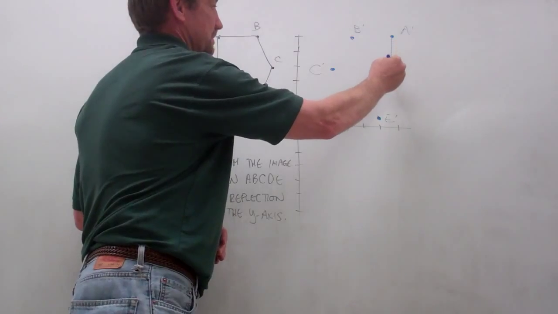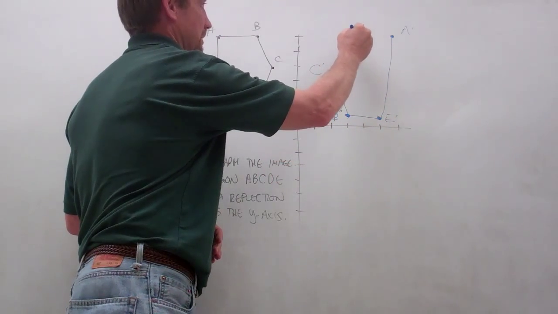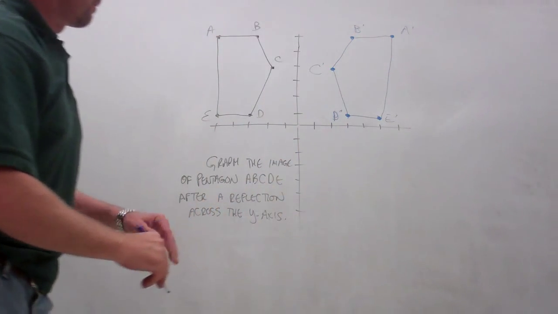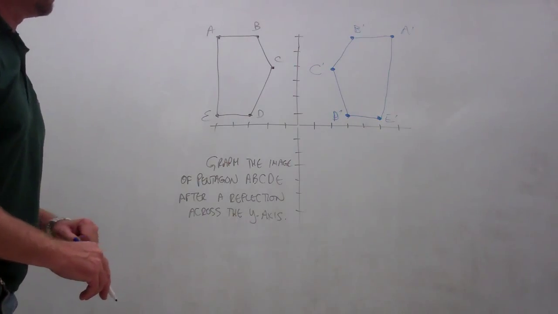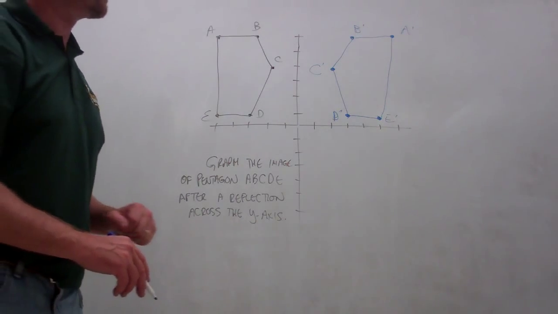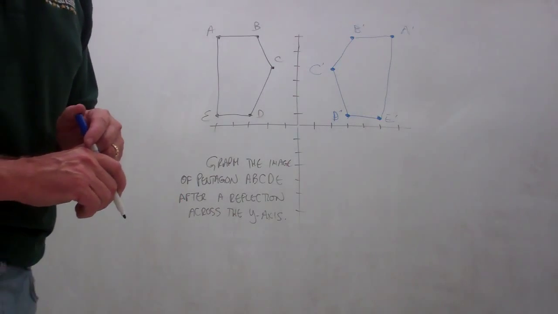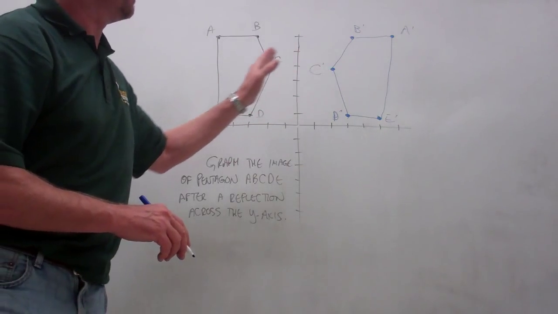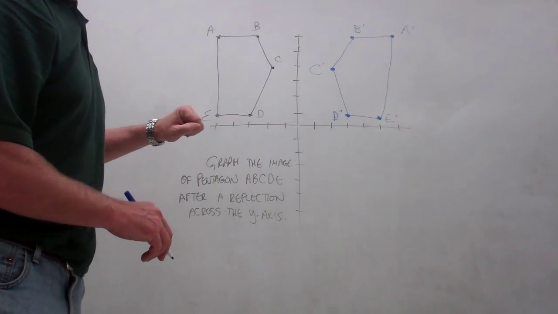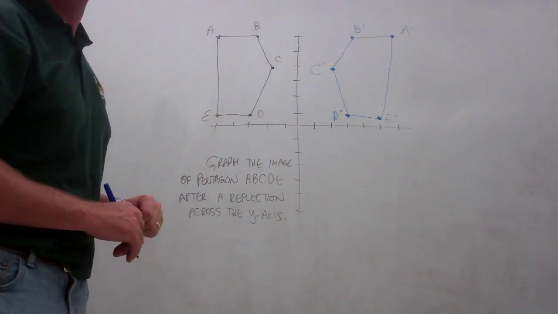Connect your points. And you've just reflected pentagon ABCDE across the y-axis. Very important to notice that when you reflect an image, you preserve the size and the shape of the pre-image. However, your orientation is not the same. Your orientation, you get a mirror image.